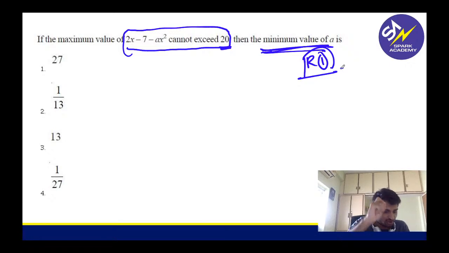Can you tell me which topic this is from? Inequalities, some are saying it is inequalities. I am not using inequalities. I want to use calculus here, right? I want to use calculus.